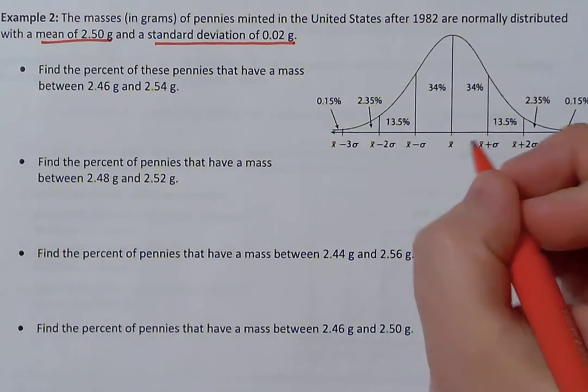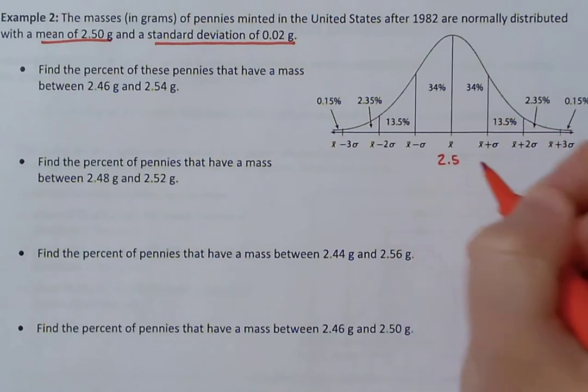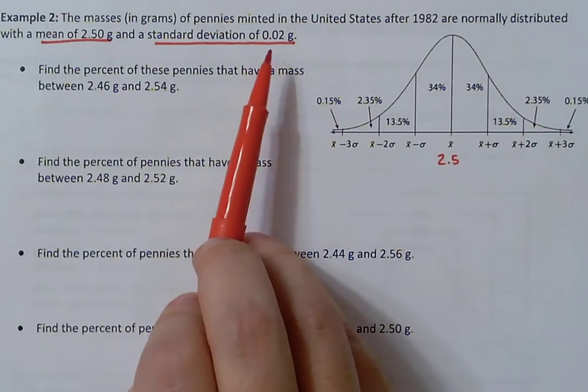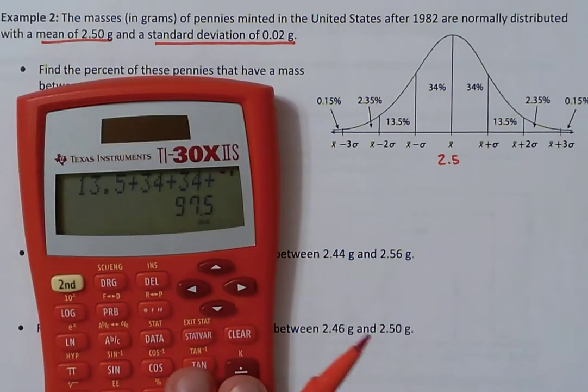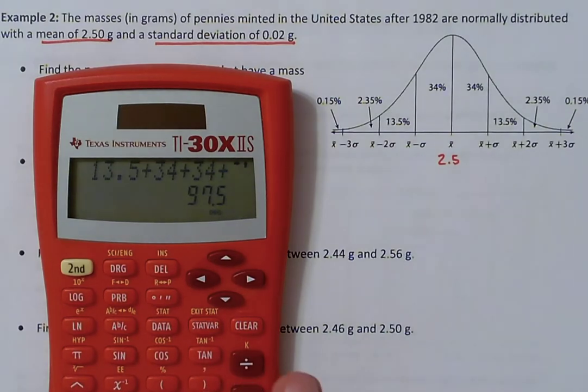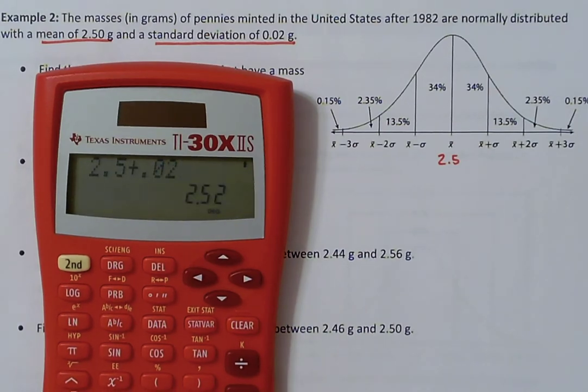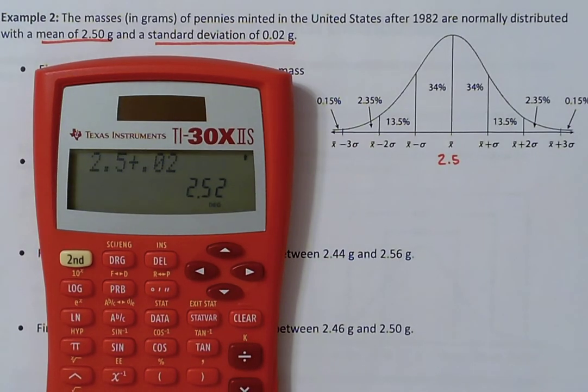So our mean is 2.5, and then we're going to use our standard deviation to help us go through and set this up. So our standard deviation is 0.02. So we're going to take 2.5 plus 0.02. And it is not taking my decimal, so 2.5 plus 0.02, and we get 2.52.